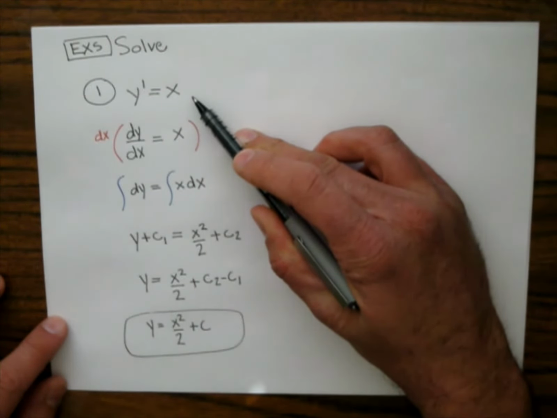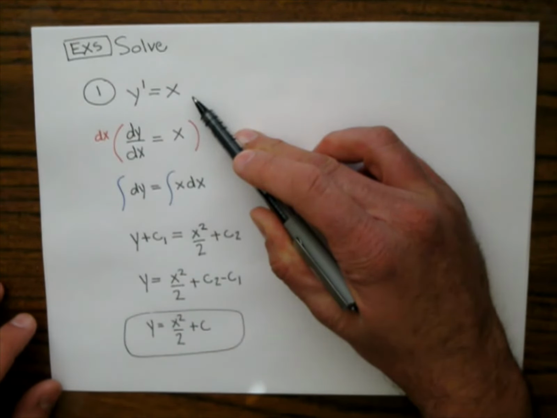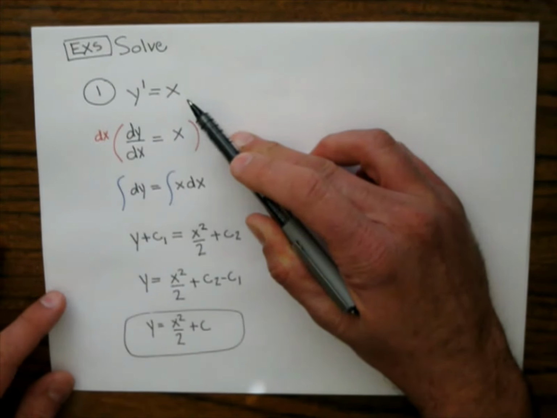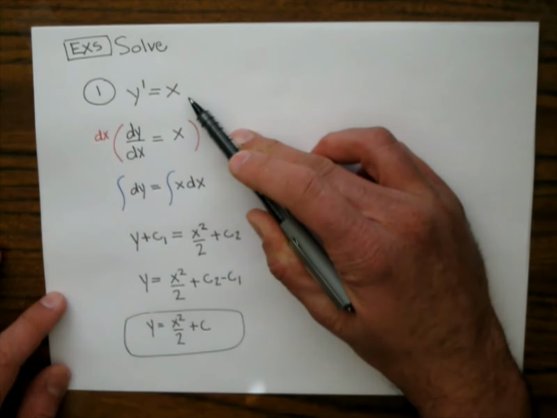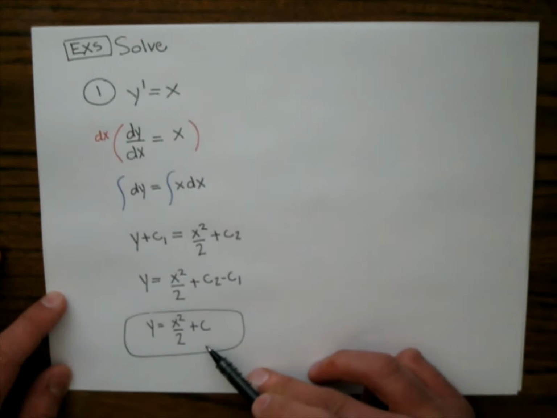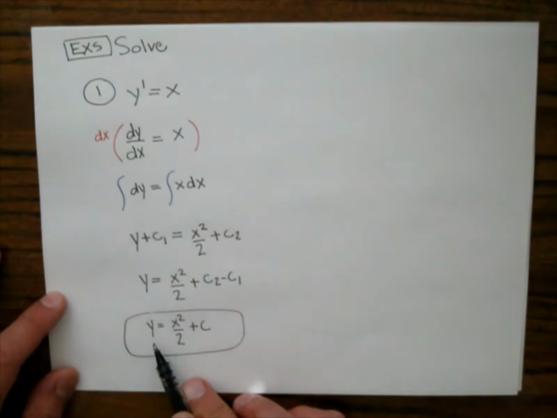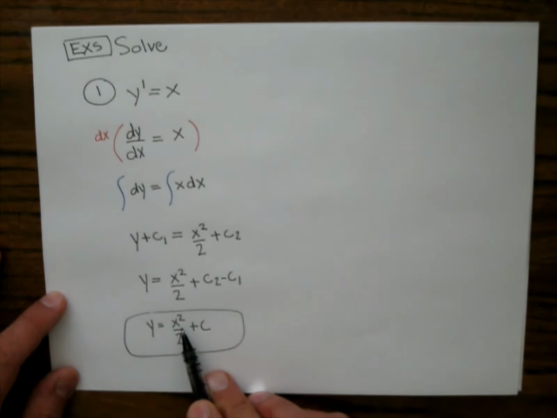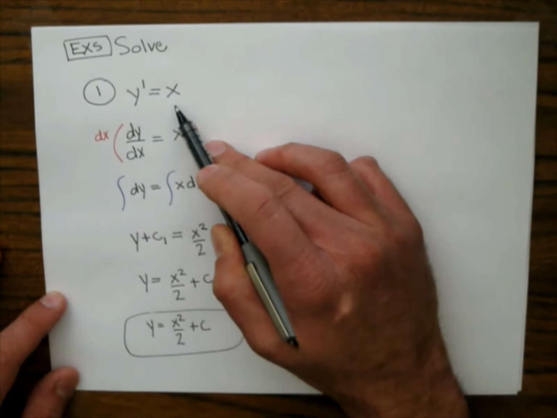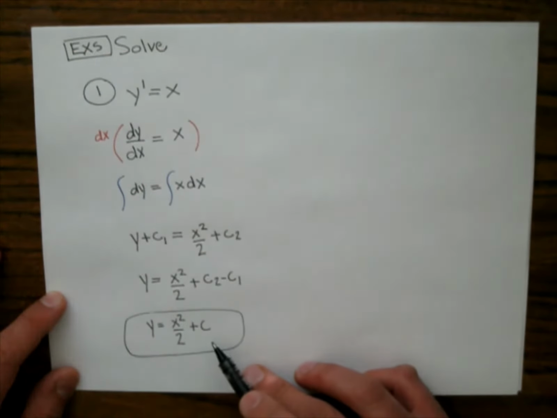In this differential equation, we're not solving for numbers, like x equals 7 or x equals 13. We're actually solving for functions that, when you put them into this differential equation, give you x. For example, if you take the derivative of this, you get 2x over 2, so you get x plus 0, which satisfies this differential equation. So this is a family of solutions, infinitely many solutions.